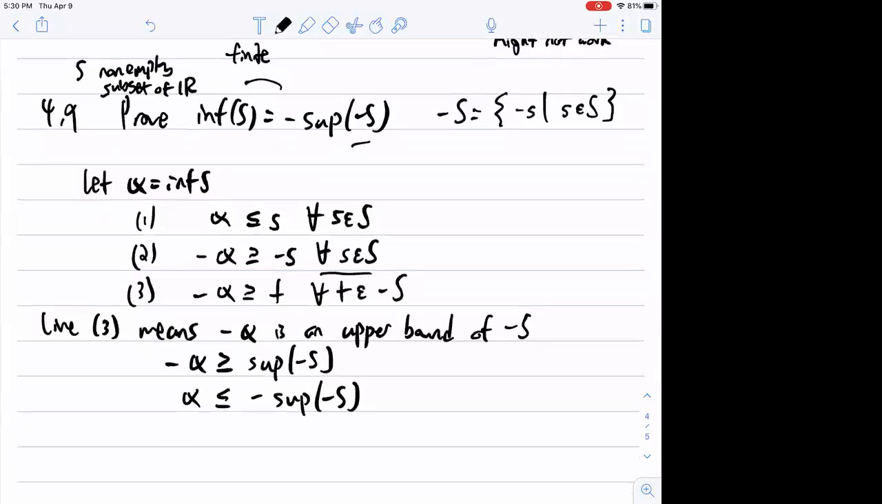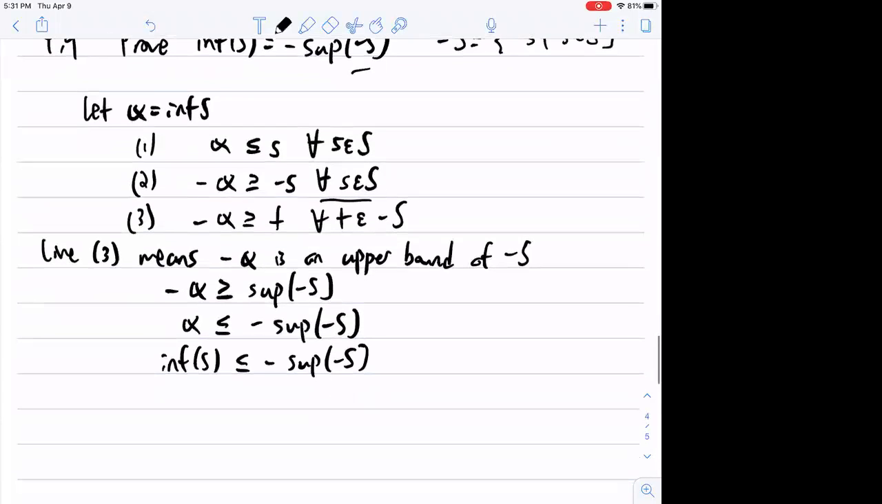And now what was alpha? Alpha was inf S, right? So we showed less than or equal to. I told you the goal is to show less than or equal to and then bigger than or equal to. So right now we showed the less than or equal to case. So infimum of S is smaller than or equal to negative supremum. Now how do we get the other way? Well, we go backwards, right?